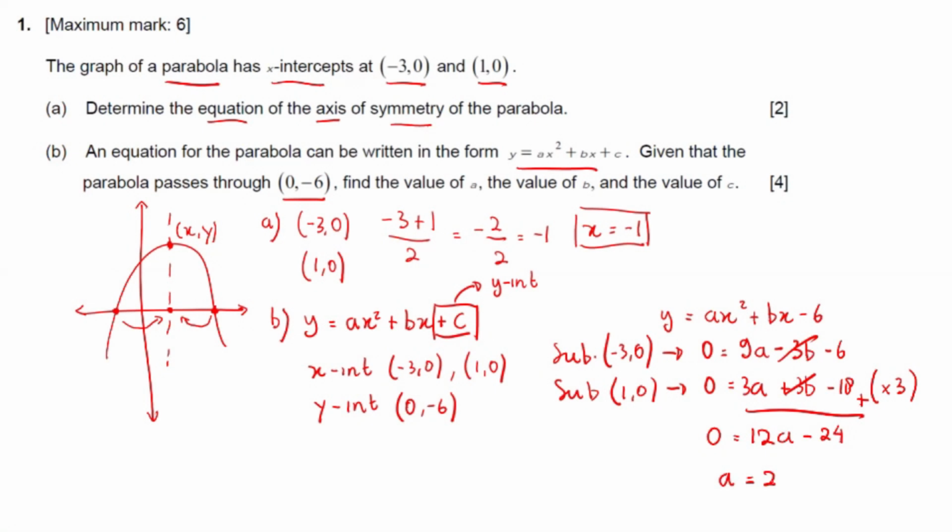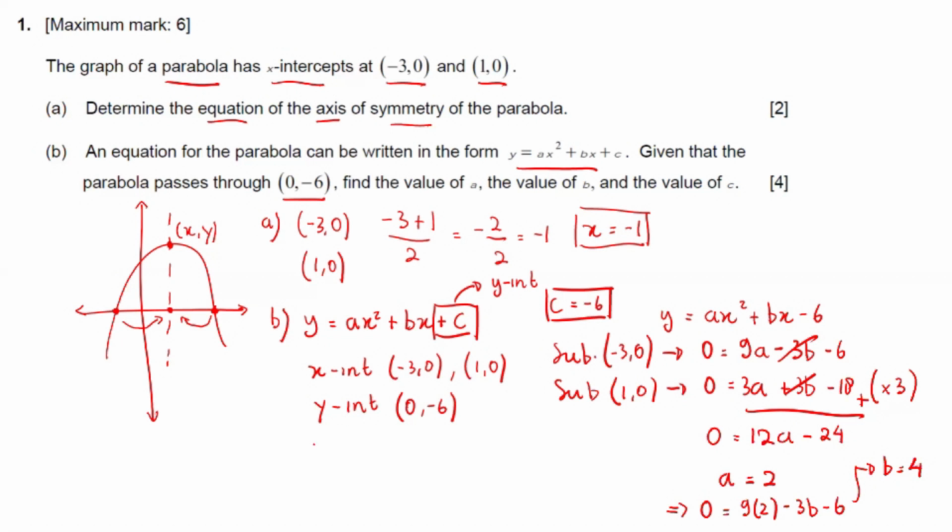And then let's substitute this a equals 2 right here, and also c equals -6. I'm going to write it again. We'll substitute this 2 right here into our equation. Any equation is fine. I'll substitute it into the first one. So it's going to be 0 equals 9 times 2, or 18, minus 3b minus 6. Solve it. It's going to be b equals, we have 18 minus 6, which is 12. So b equals 4 right here.